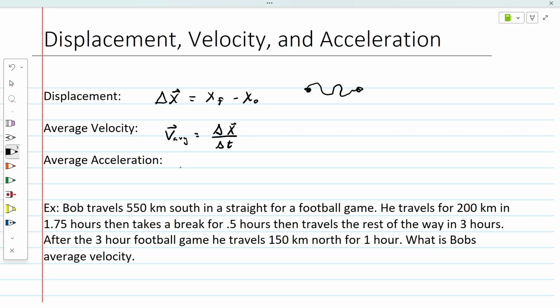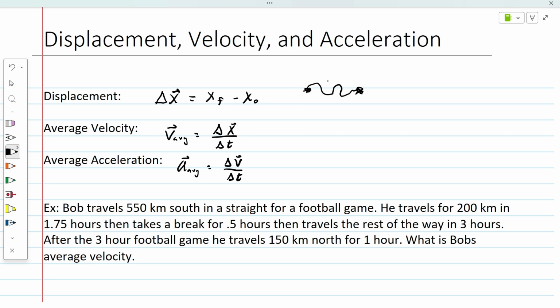And then we have our average acceleration, which is the change in the velocity over the change in time. So however long it takes to get from one point to another is the average velocity, and it only depends on the final and initial, and how much the velocity changes over this time is how much acceleration there will be on average.